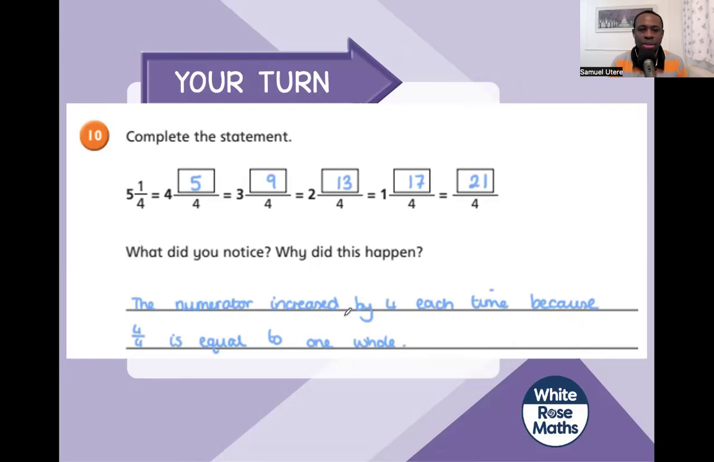So you're asked, what did you notice? Well, the numerator increased by 4 each time because 4/4 is equal to 1 whole. And that's what is going on. Okay? 4/4 is equal to 1 whole. So each time, the numerator increased.